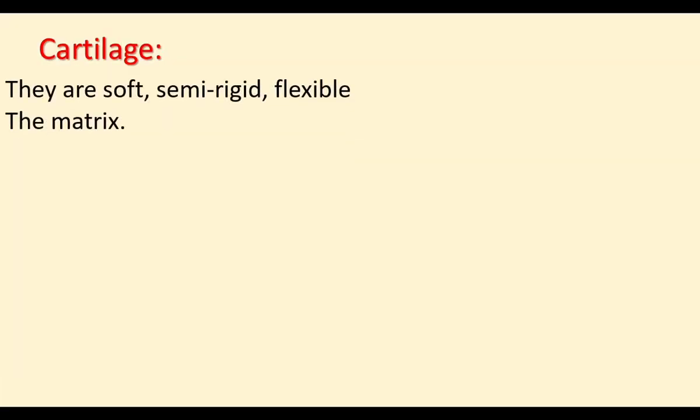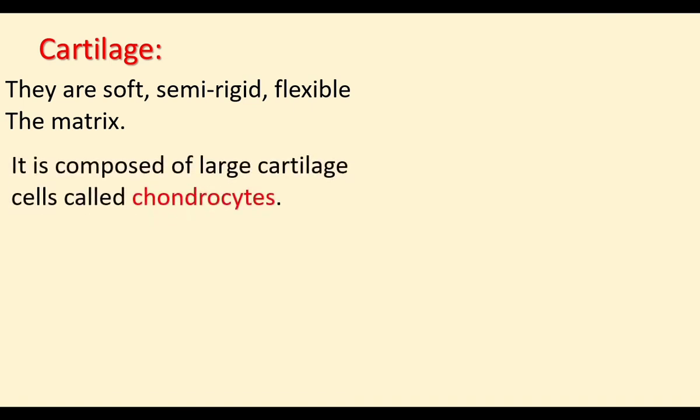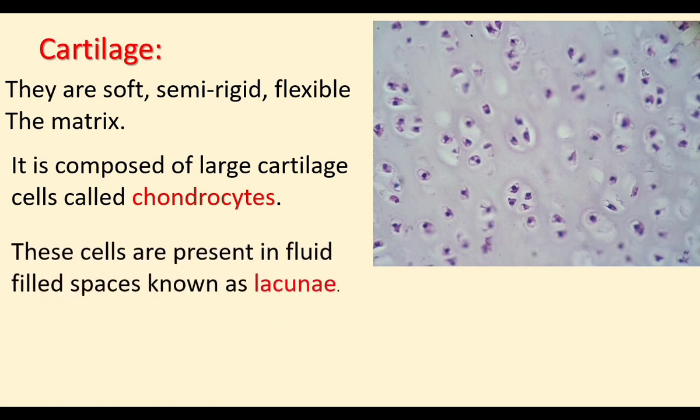Cartilages are soft, semi-rigid, flexible tissue. The matrix is semi-rigid. The matrix is not hard. It is composed of cells called chondrocytes. Chondrocytes are larger than bone cells. Chondrocytes are cartilage cells. They are found inside cavities. This diagram shows a lot of cartilage cells called chondrocytes. They are present in cavities.